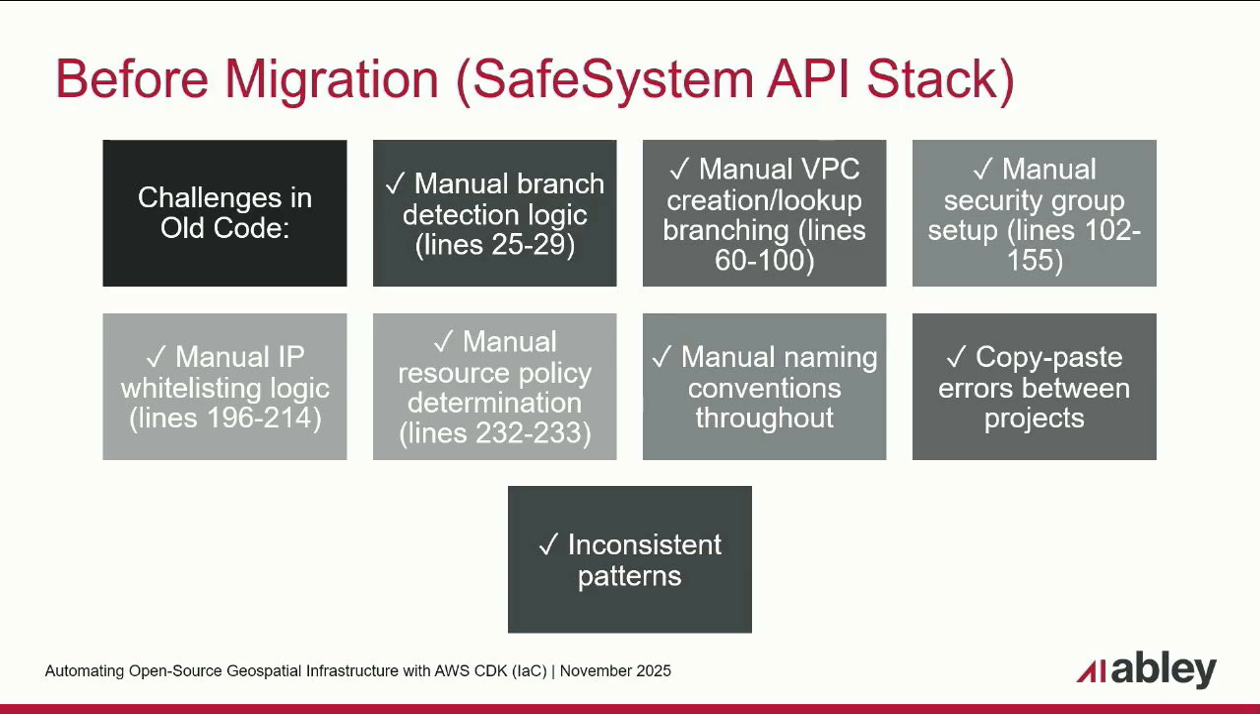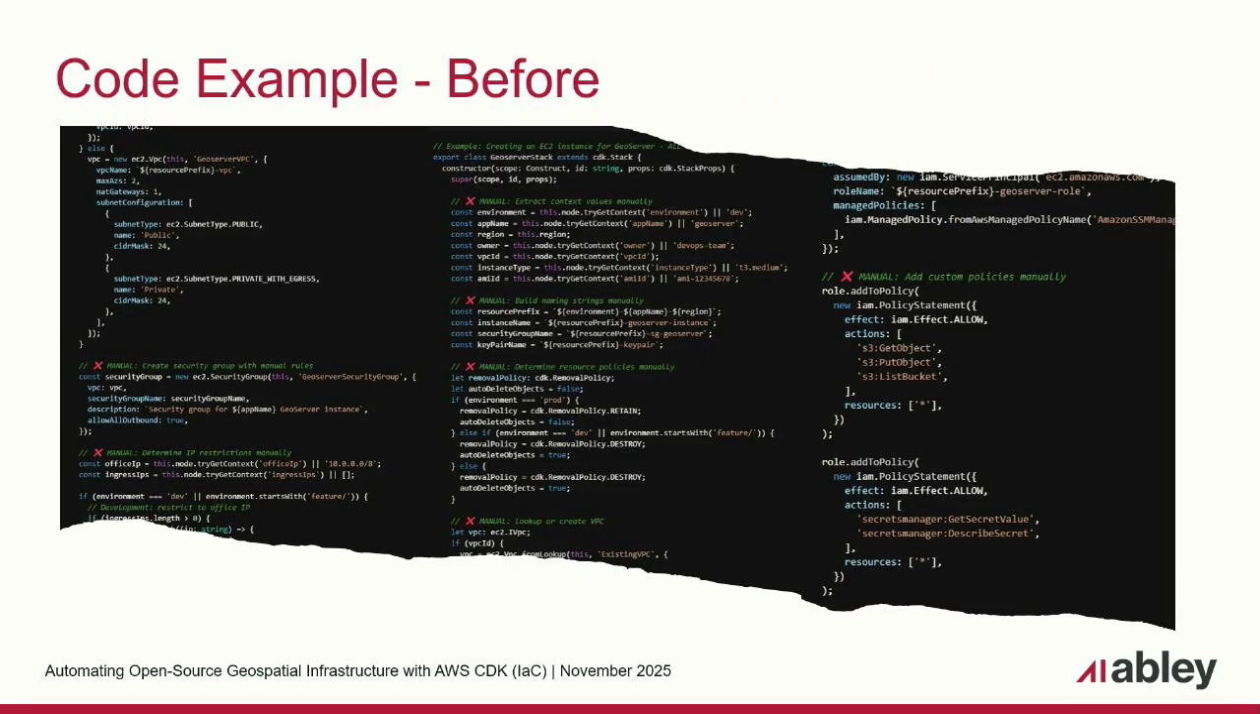Manual branch detection logic, manual VPC creation and lookup, manual security group setup. IP was a main thing. We don't want to expose our develop environment externally. We wanted IP control in there. We wanted some solution which is automatic that handles that part. Plus, there were many, about 300 lines of boilerplate code, which was eventually not needed with this library.